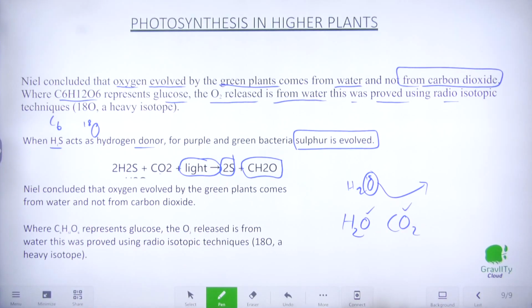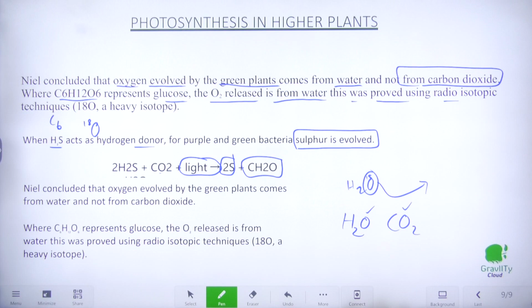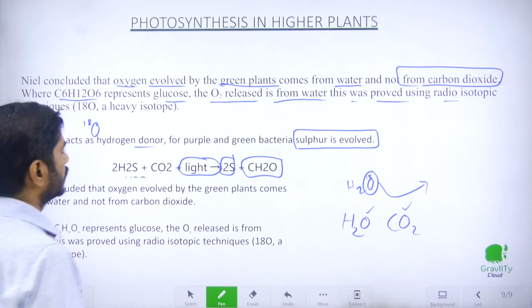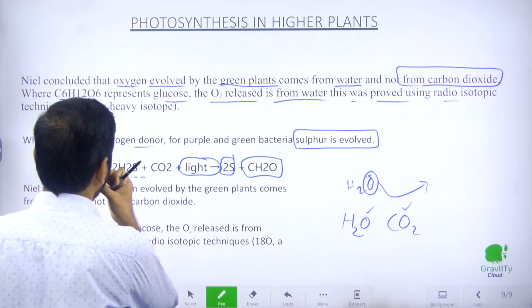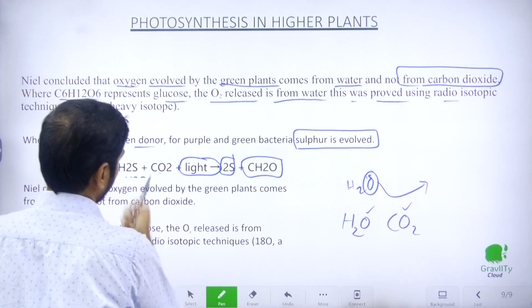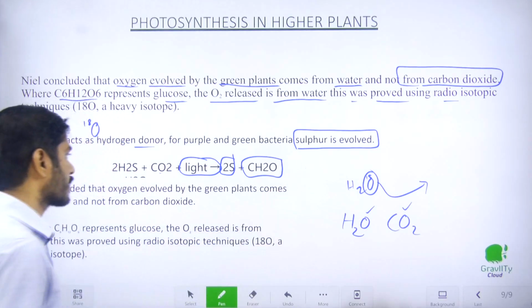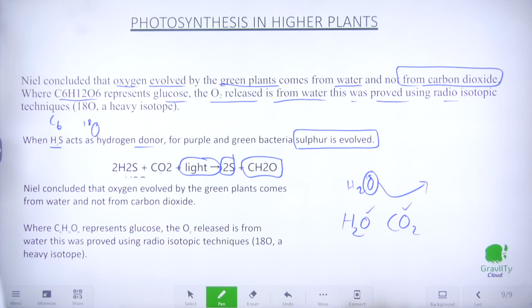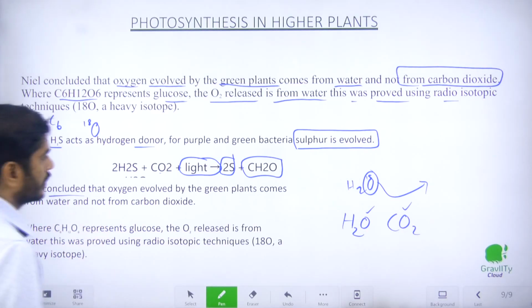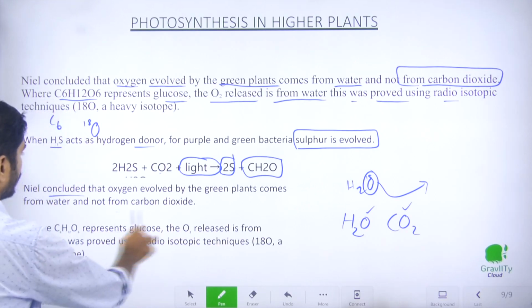Okay, so this is what happens to occur, right? So 2H2O, and this reaction is, I think, incomplete. Okay, don't mind it. So Niel concluded that oxygen evolved by the green plants comes from water and not from carbon dioxide.